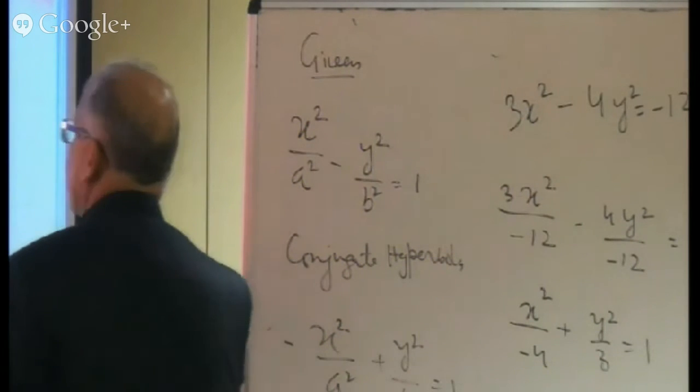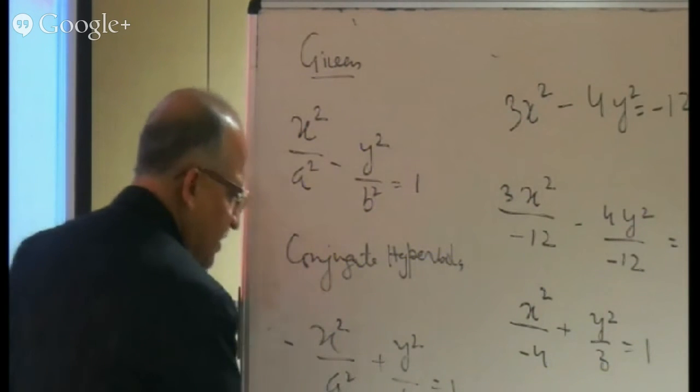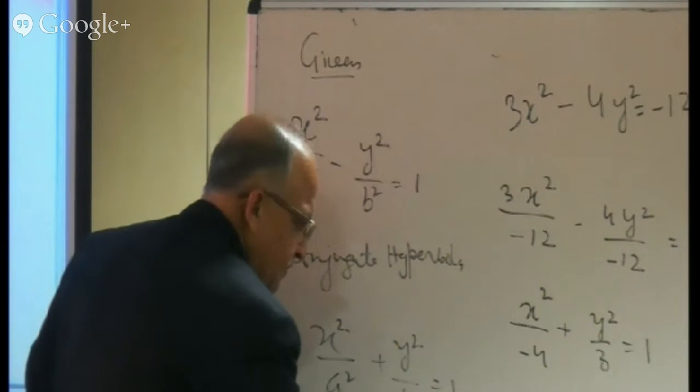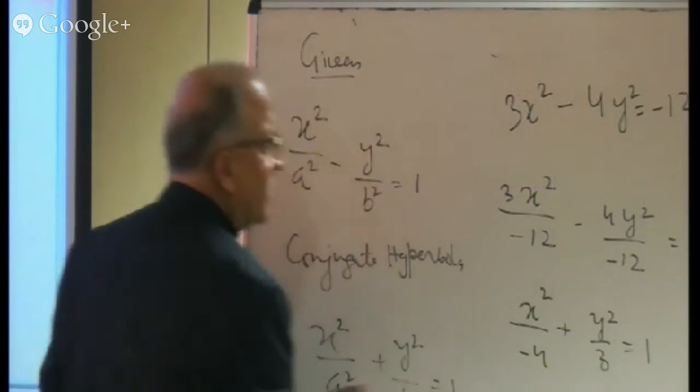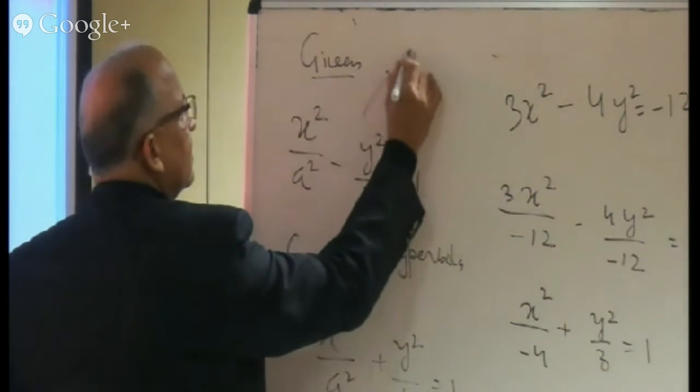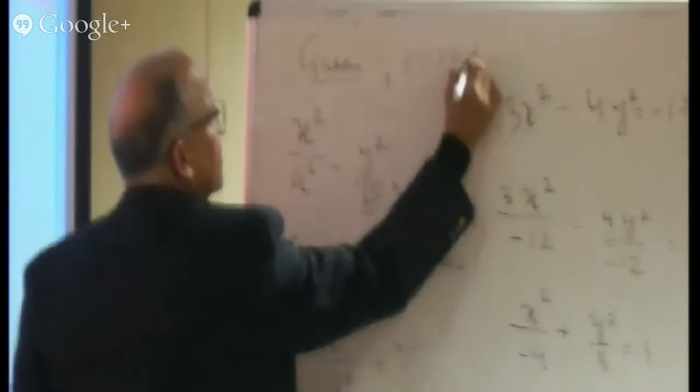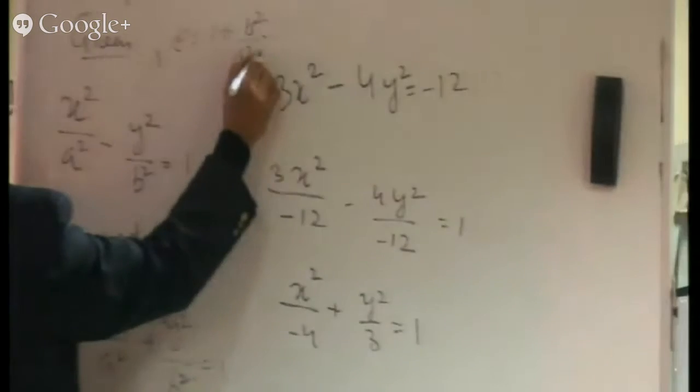And you see the eccentricity. Can you find some difference? The eccentricity of this is 1 plus... The eccentricity of this was 1 plus. That is the difference you get.